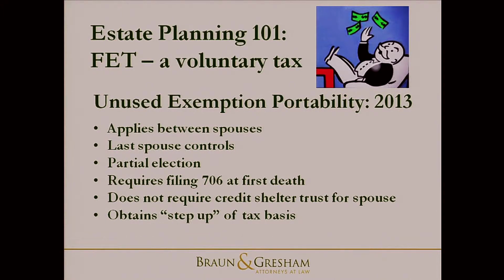You can elect the full exemption amount or a partial amount, but it does require the filing of a 706, this estate tax return, at the first death in order to quantify the amount of the exemption that will be transferred to the surviving spouse. If you don't file the 706, the exemption doesn't automatically transfer. So this is going to lead to a lot more filing of 706s in the future in order to lock in this exemption amount.